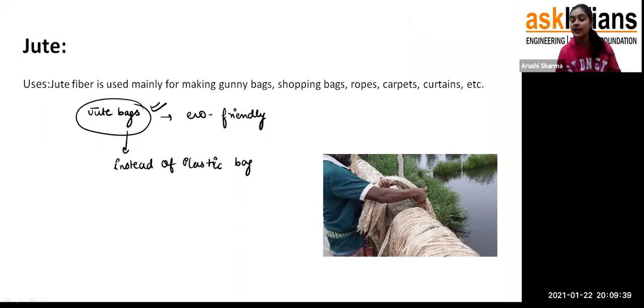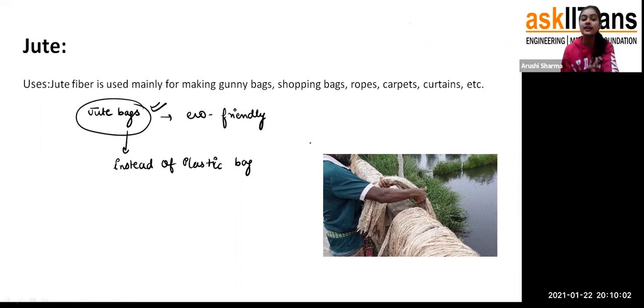These are also the kind of things that we are getting from a long stick from the plant, and that long stick is soaked in water, and then we separate them out, and we get the jute fiber. And then, student, these jute fibers are used for making gunny bags, shopping bags, ropes, carpets, and all of these things. And we'll see how we cultivate the jute.